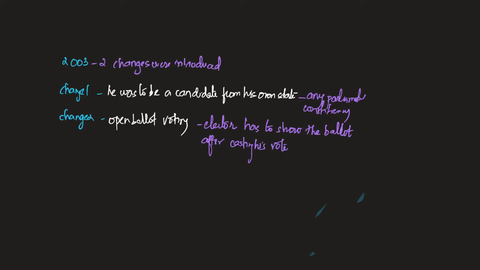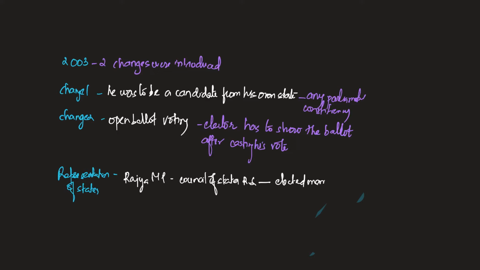So let us also see some other information related to Rajya Sabha election. One is the representation of states. What do we mean by representation of states? It says that the Rajya Sabha MPs, represented by the Council of States, otherwise the Rajya Sabha, are elected by the elected members of the state. And when we say elected members of the state, we are talking about the MLAs.